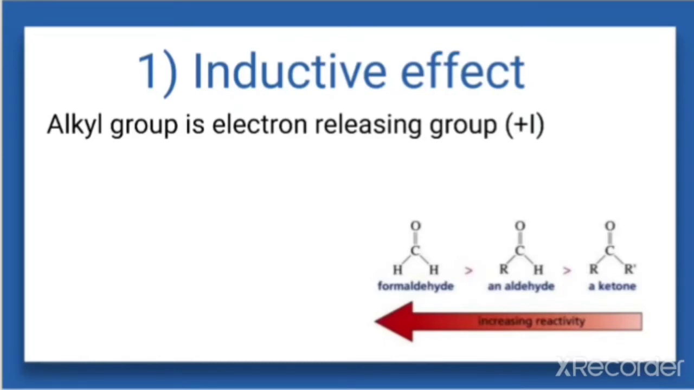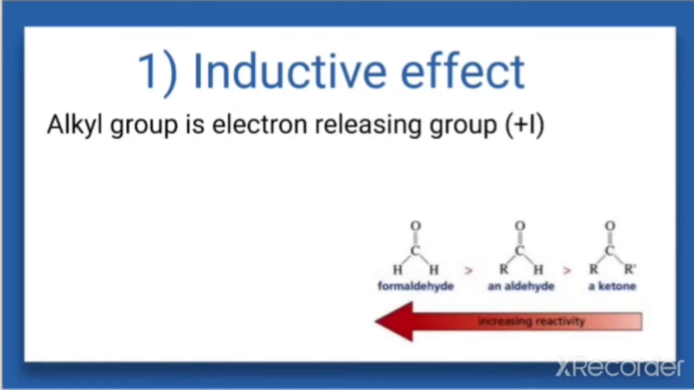That means the greater the number of alkyl groups, the greater the electron release. So this carbon atom in ketones will get more electron density. If it gets more electron density, the partial positive charge decreases. But in the case of an aldehyde, only one electron releasing group is there. And formaldehyde does not have any electron releasing group, so the partial positive charge on the carbon in formaldehyde will be much greater compared to aldehydes and ketones.